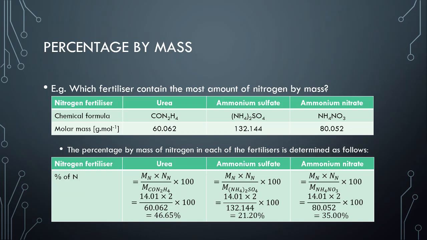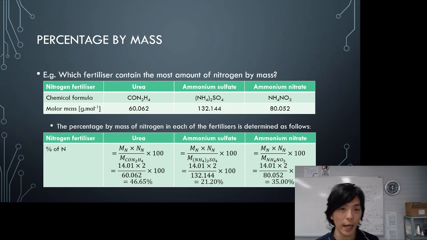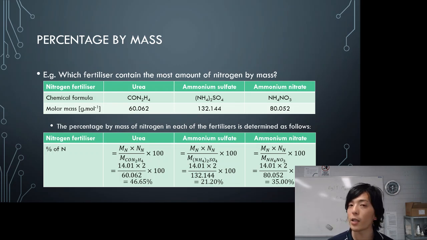So looking at that, which nitrogen fertilizer had the most amount of nitrogen by mass? Well, it's urea. So in this case, if you were to apply this to a context, you might say urea is the best choice and that should be used. All right.